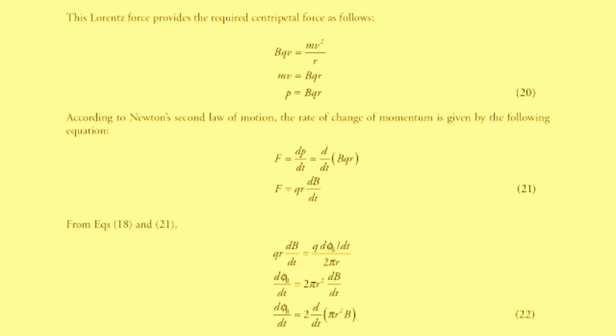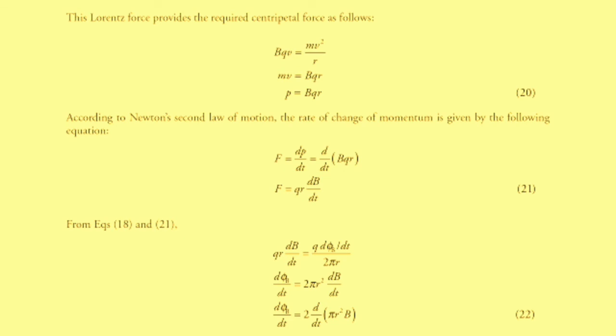According to Newton's second law of motion, where p is the momentum, the force is equal to the rate of change of momentum with respect to time. Putting the value of the momentum we have got in our equations, we get F is equal to d/dt of (qBr), and taking qr outside, we can write the above equation as F is equal to qr dv/dt.